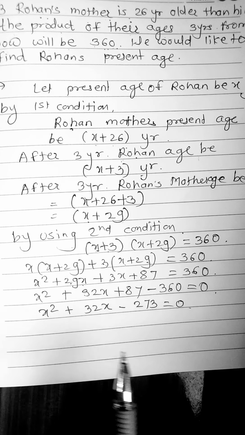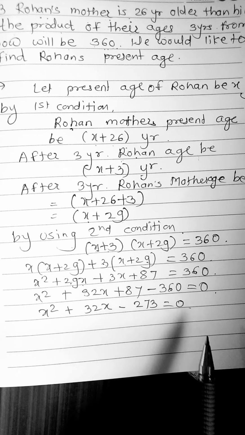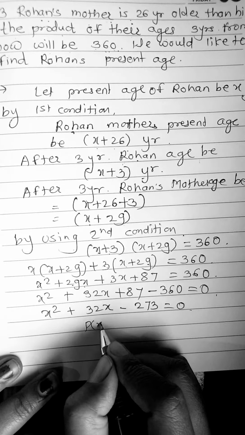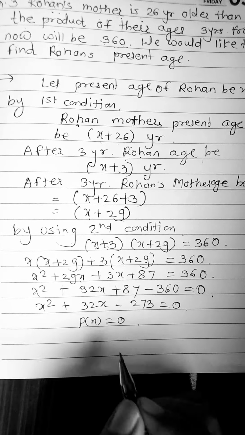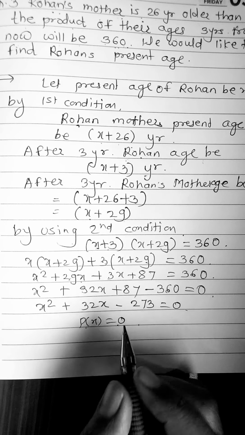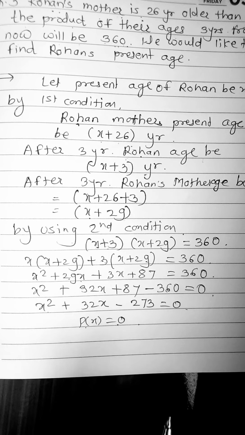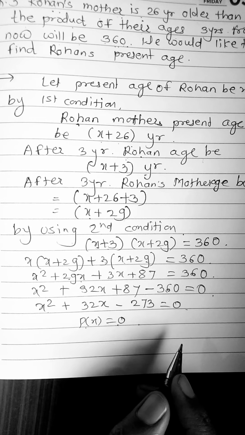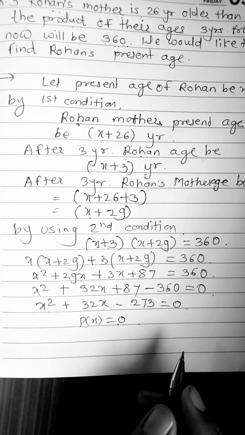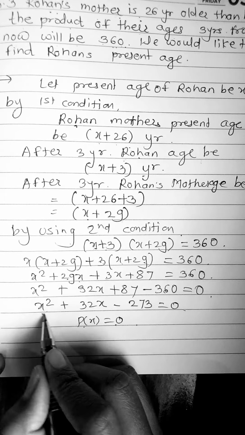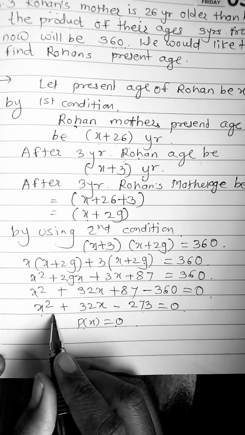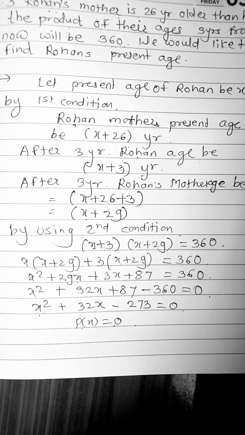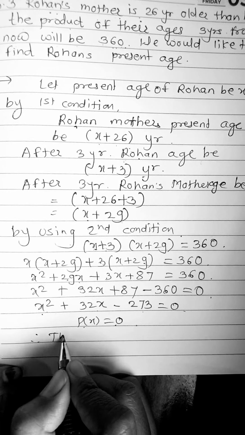This is a quadratic equation because the degree of the given equation is 2. The given polynomial is in the form of p of x is equal to 0 and its degree is 2. Therefore this is a quadratic equation, and in general we write the quadratic equation as ax square plus bx plus c is equal to 0. So the value of a is equal to 1, the value of b is equal to 32, and the value of c is equal to 273. Therefore this is a quadratic equation.